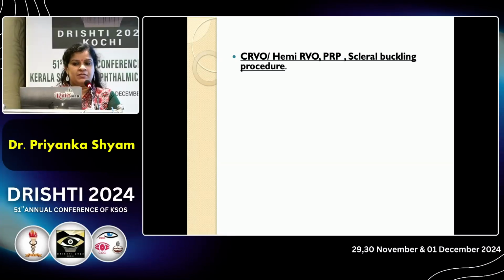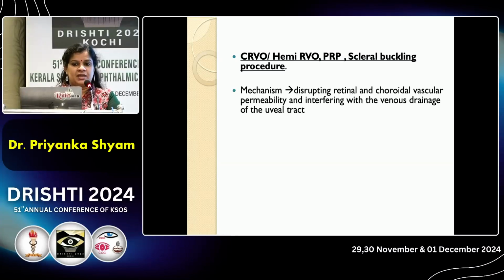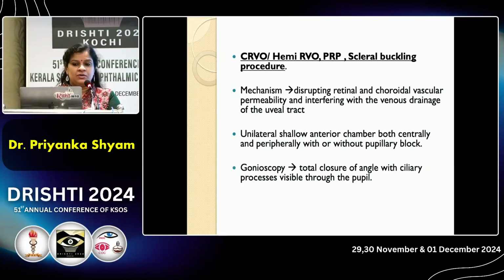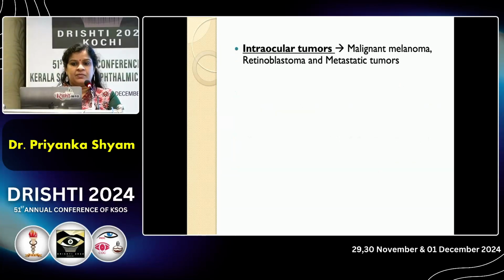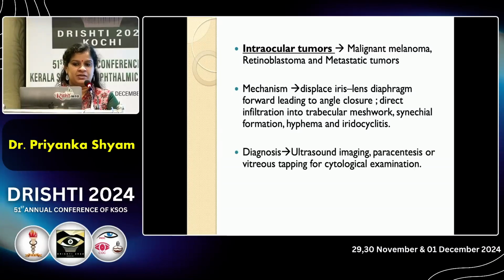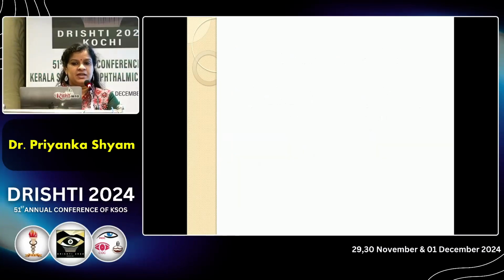Retinal conditions like CRVO, PRP, scleral buckling procedures can disrupt the retinal and choroidal vascular permeability and interfere with the venous drainage of the uveal tract. Thereby, it causes a unilateral shallow anterior chamber, both centrally and peripherally. Gonioscopy can be done to diagnose the condition. Intraocular tumors like malignant melanoma, retinoblastoma, and metastatic tumors can displace the iris lens diaphragm forward, leading to angle closure, or by direct infiltration into the trabecular meshwork, synechiae formation, hyphema, and by iridocyclitis. The diagnosis is done by ultrasound imaging, paracentesis, or vitreous tapping for cytological examination.